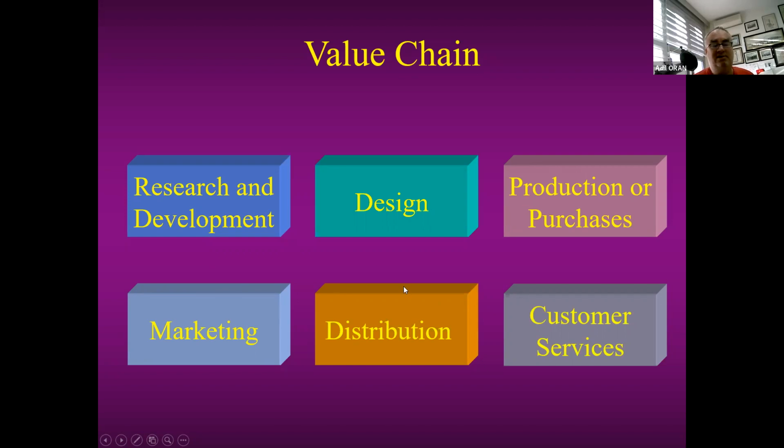And then you distribute these. You might be selling them in your own stores. You might be selling them online. You might be sending them to wholesalers, retailers, and then they might finally be getting to the customer, or you might be selling directly to customers. A lot of different ways of distributing your products as well.